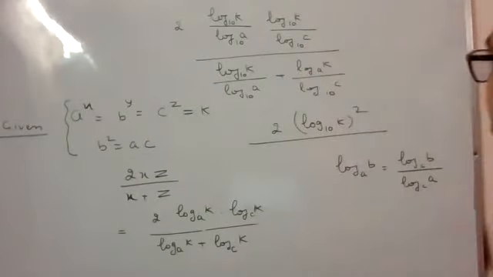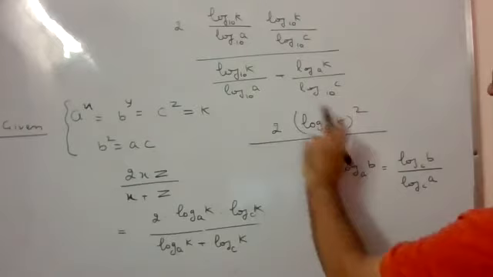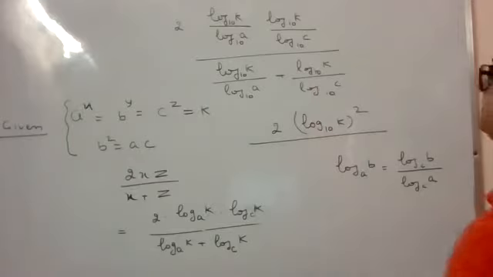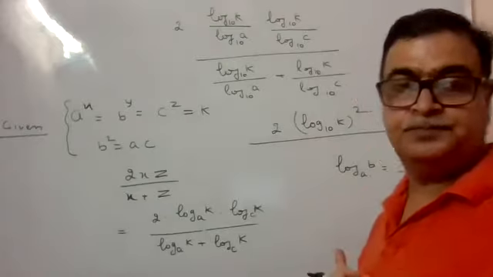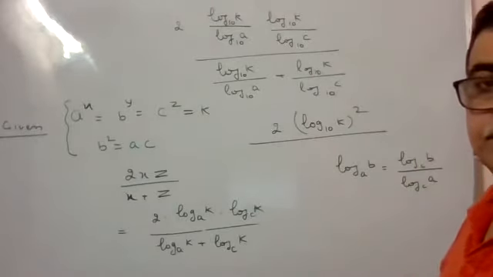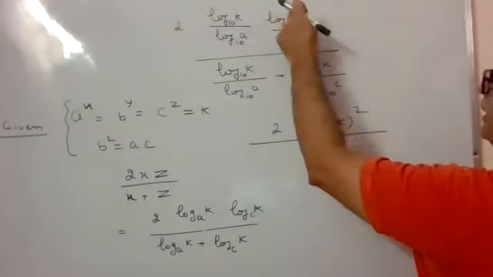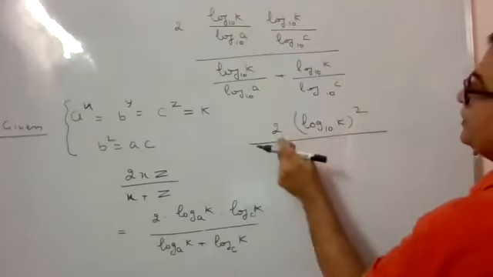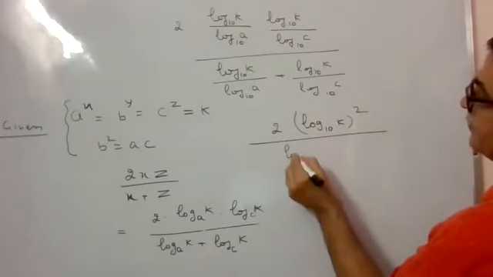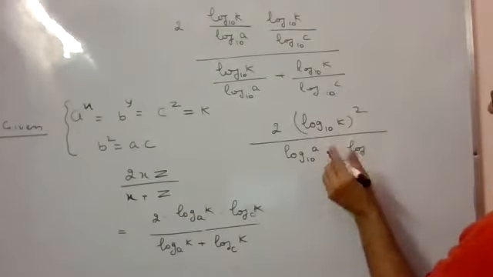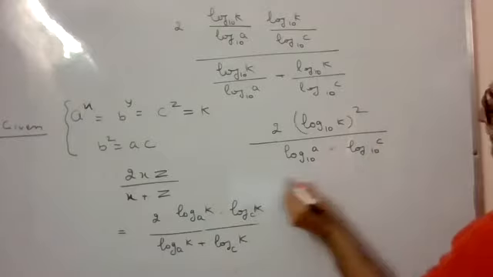So log k base 10, which one? This one? In the numerator? OK, this base 10. Right? Is it clear? Yes, sir. Okay. So now we are applying this. Now this will be log k base 10, log k base 10, so it will be twice this whole square. Here it will come log of a with base 10 plus log of c base 10.